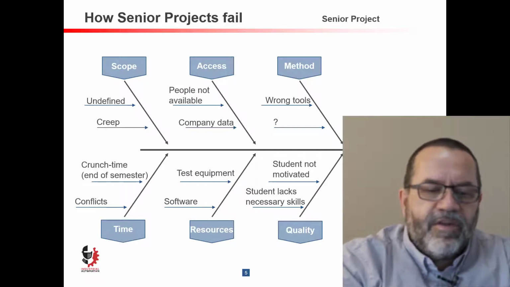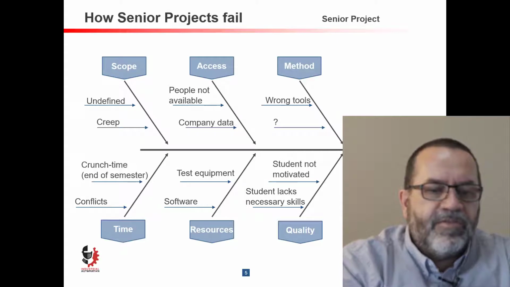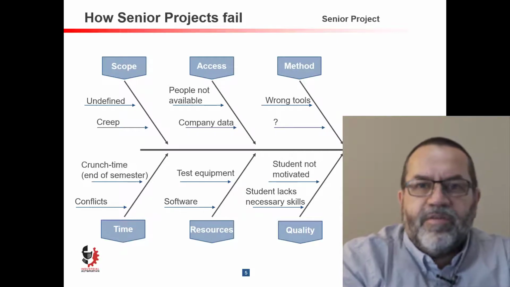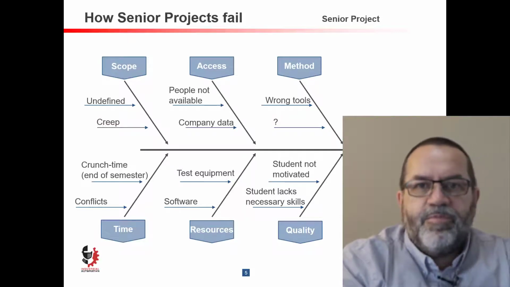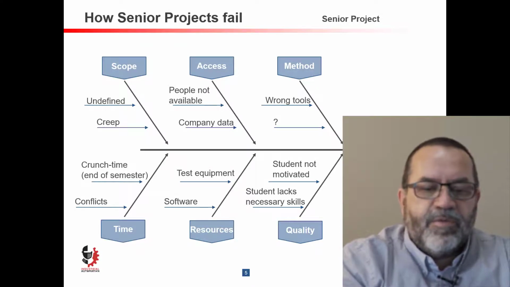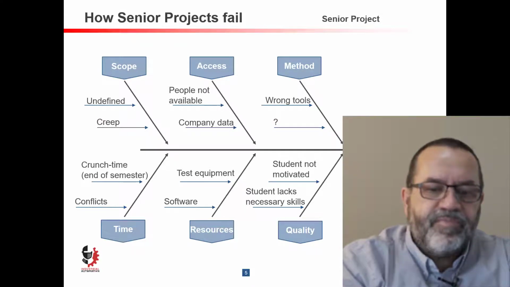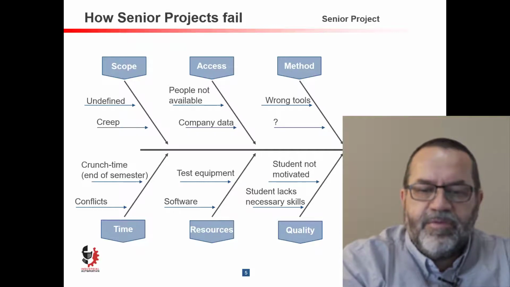And this is just kind of a reminder, it's ways projects fail. So let's take a look at this. The first is if the scope is either undefined or we have scope creep. Scope creep is when the end deliverable keeps changing. Access to people or company data might not be available.